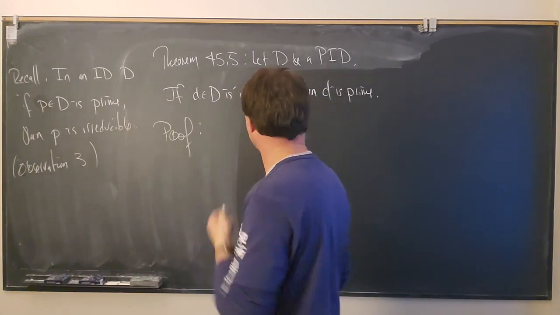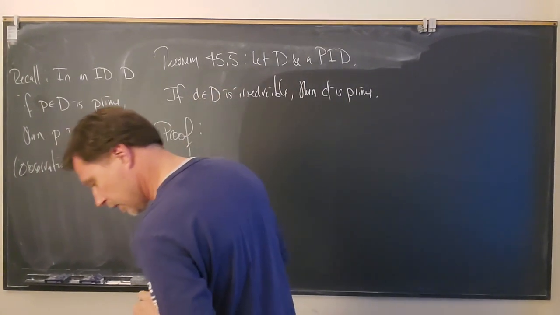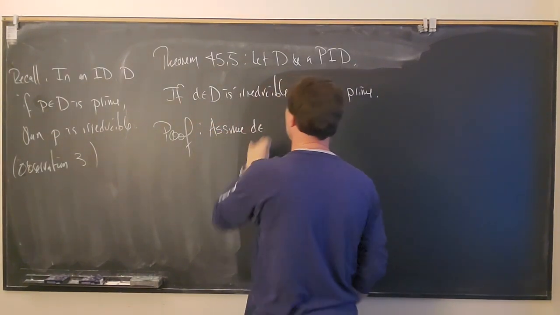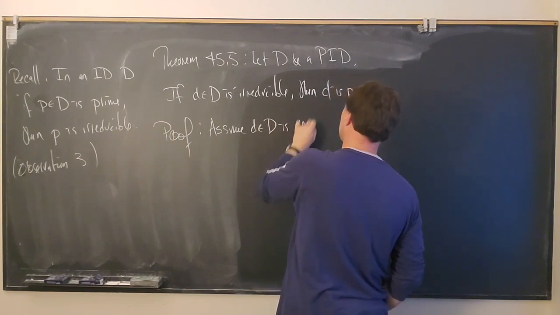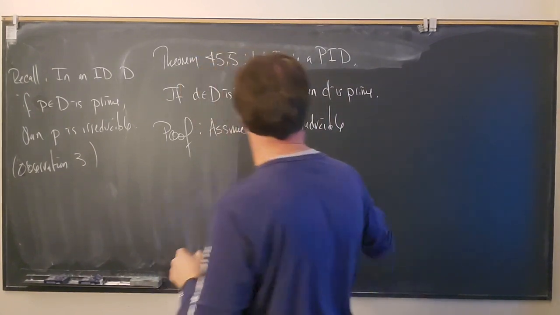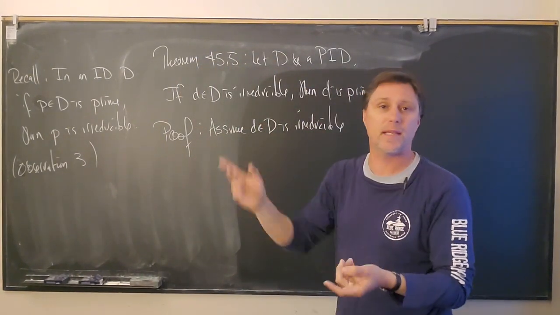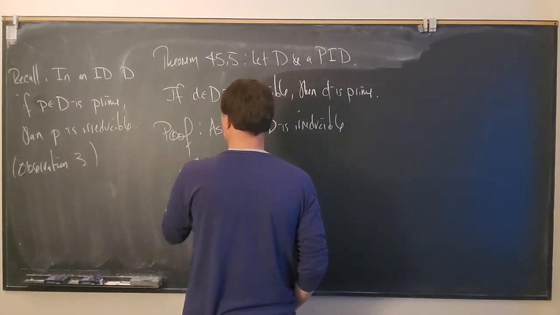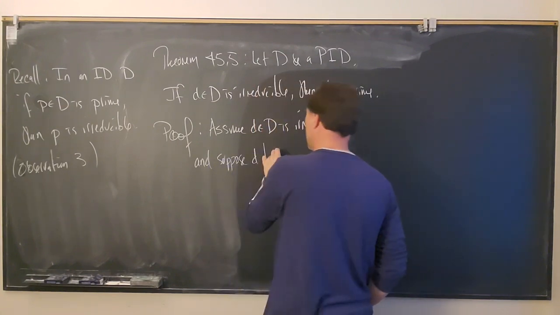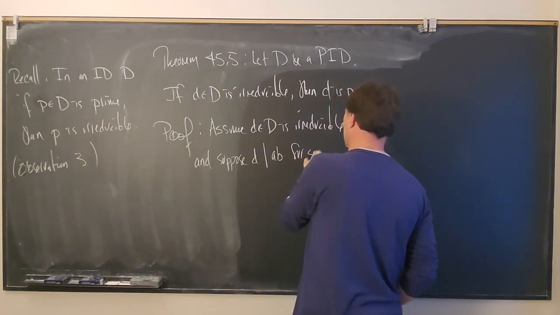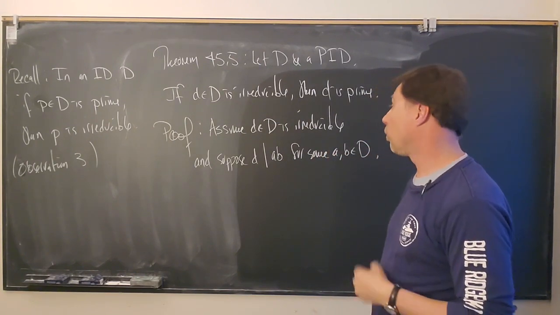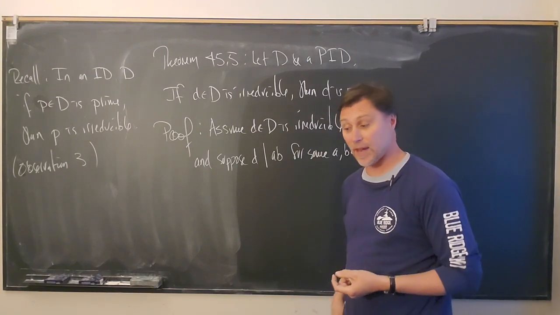Okay, so for the proof, let's choose an irreducible element. Assume little d in capital D is irreducible. Now what I want to do is show that d is prime. So suppose that d divides some product, that d divides ab for some little a and b in capital D. What we need to do is show that d divides a or d divides b.